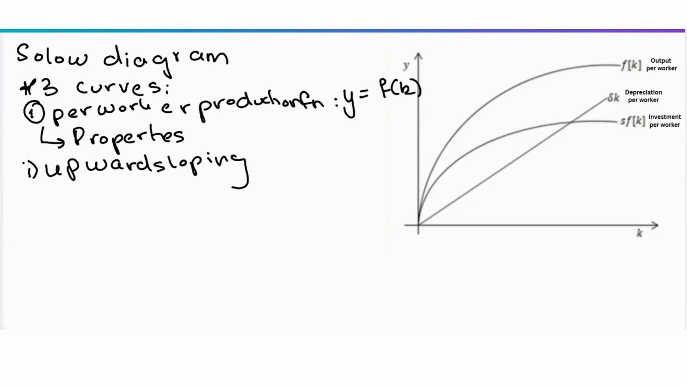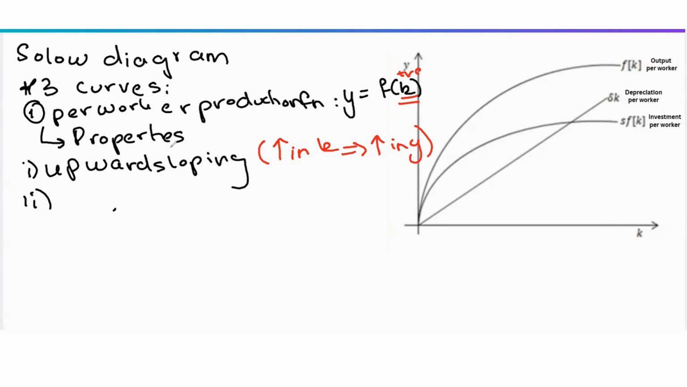Now why is it upward sloping? That's because we know an increase in K leads to an increase in output. So an increase in capital per worker increases output per worker. Basically, output per worker is a positive function of capital per worker. So that's the first thing.